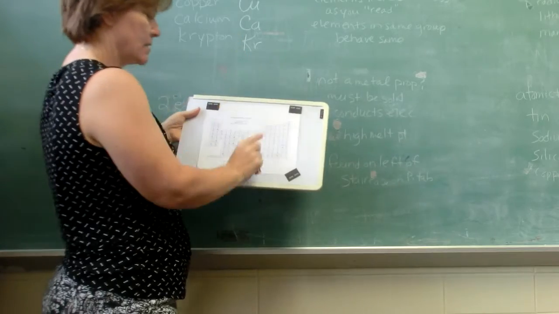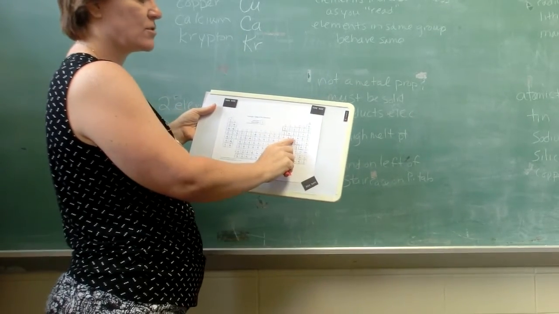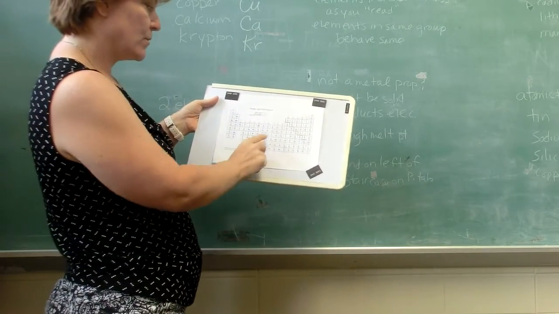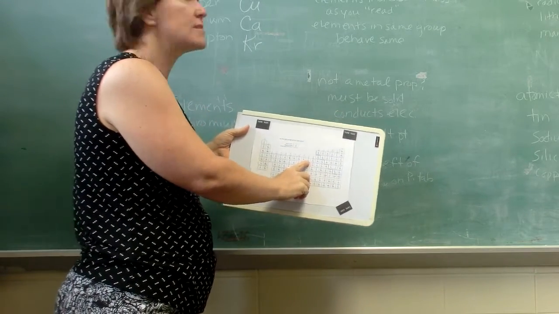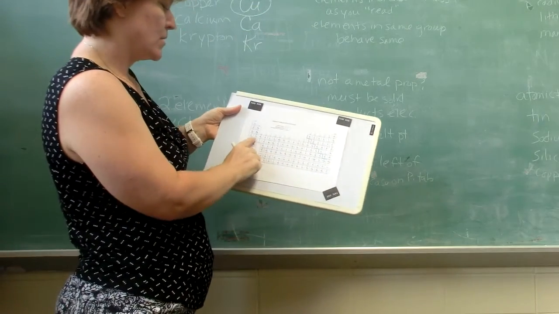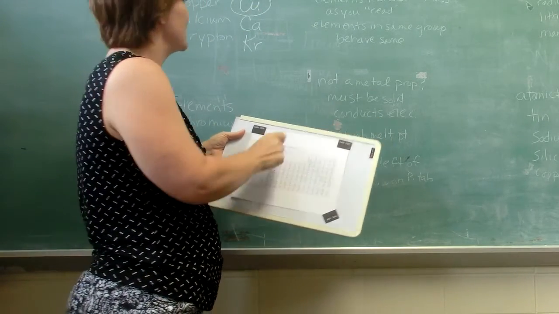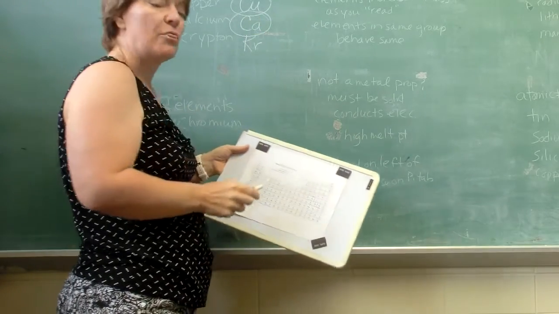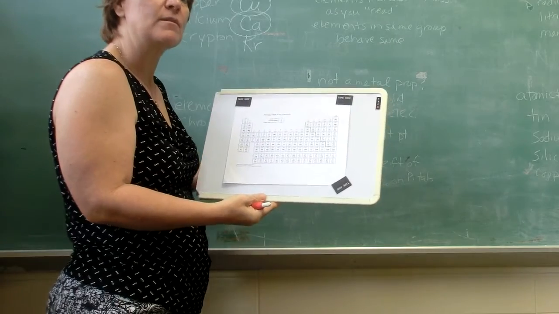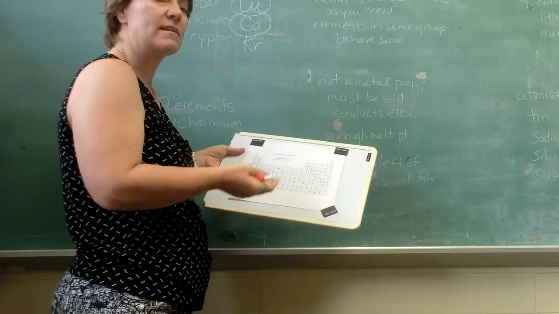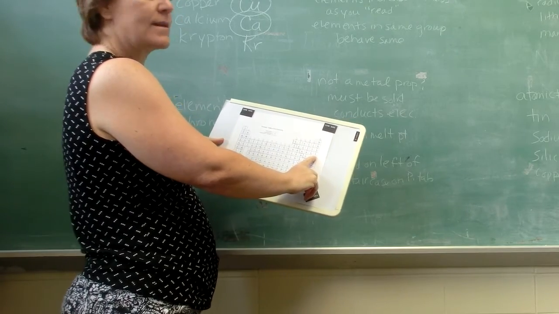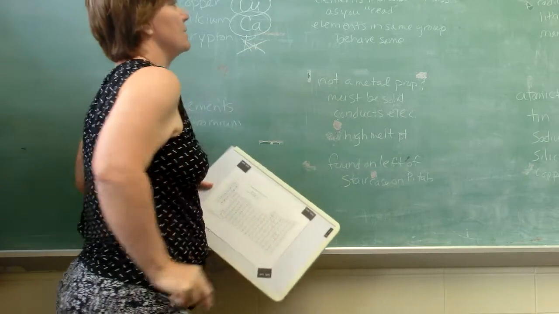So arsenic, I find just to the right of the line. It's not a metal. Copper is over here to the left of the staircase. That's a metal. Calcium is over here in group 2. That's a metal. We don't think of calcium as being a metal, but chemically, calcium in element form is a metal. You usually don't see it in element form. Krypton is over here on the right side of the table. It is not a metal.